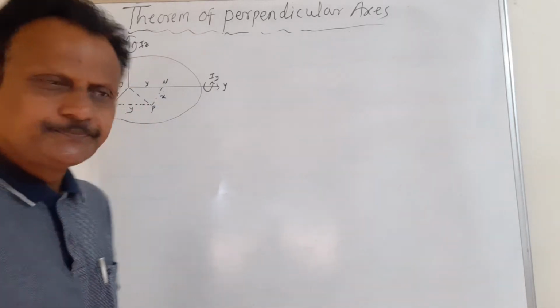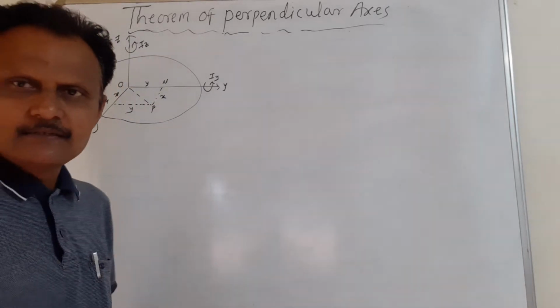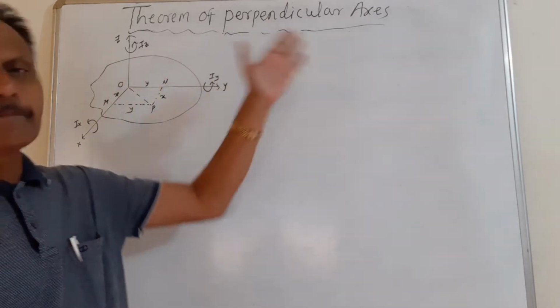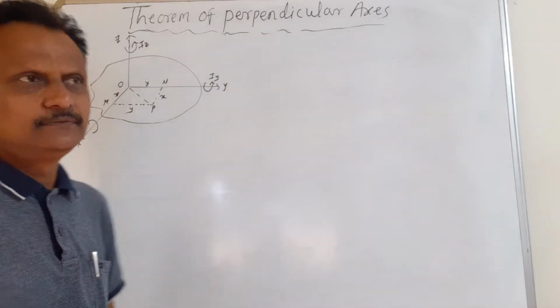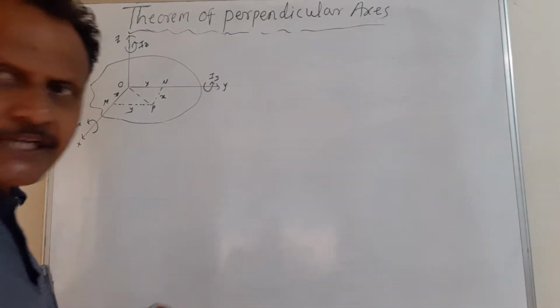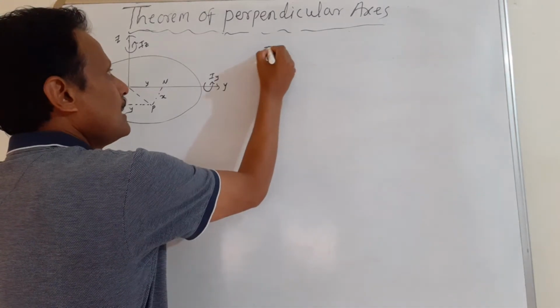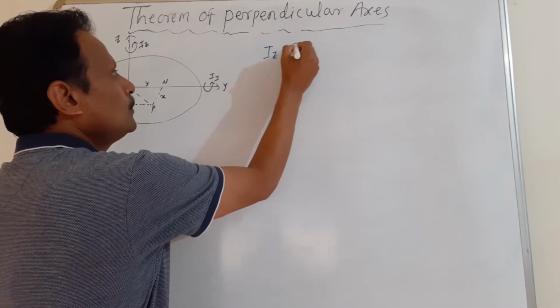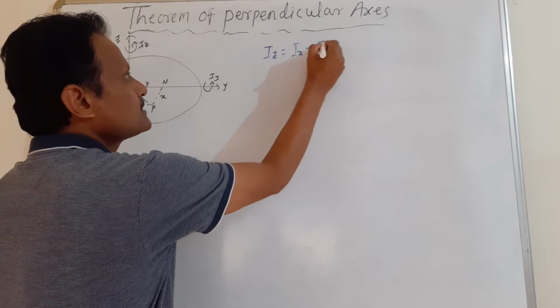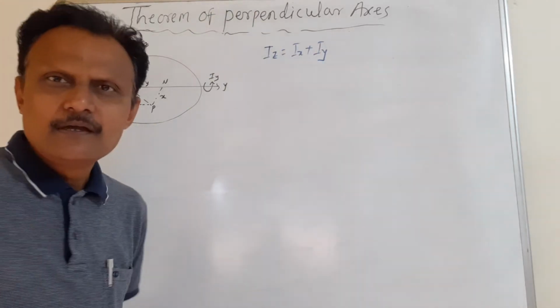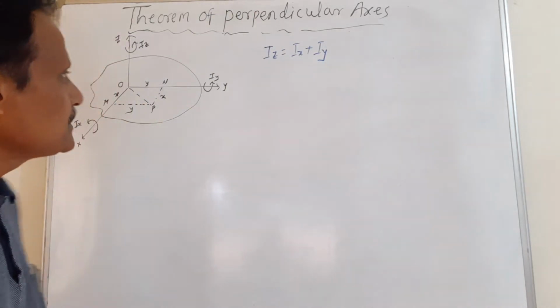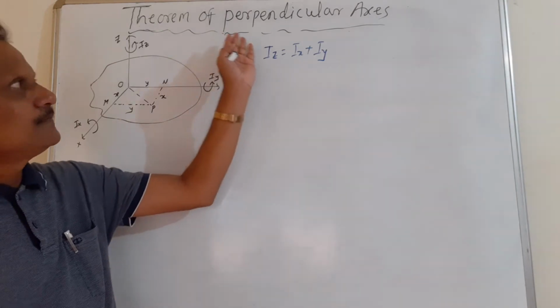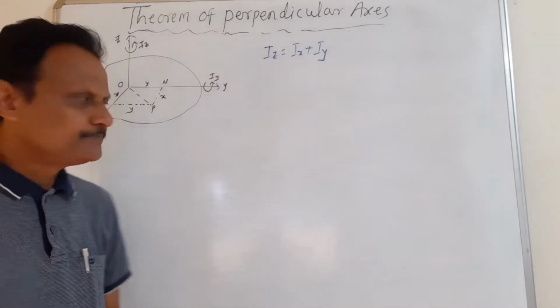Hello student. Now next point is theorem of perpendicular axis. Now its relation is Iz equal to Ix plus Iy. This is the formula relation of perpendicular axis.